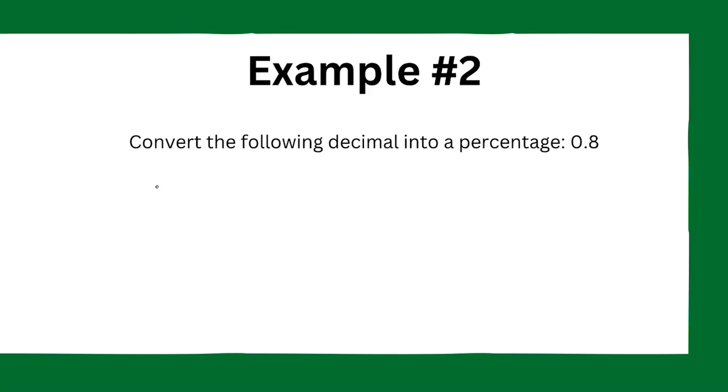Now, going on to our second example, it says convert the following decimal into a percentage, 0.8. So I'm going to do 0.8 times 100, and when I do this, I get 80. And of course, you add your percentage sign, so I get 80%. Now, if I want to do my second method, I would take that decimal right there, so I have 0.8, and I'm simply going to go to the right two places.